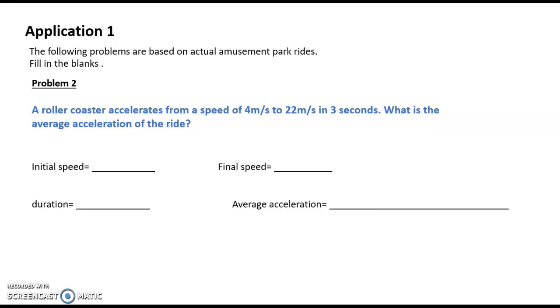Similarly here, we have a roller coaster that accelerates from a speed of 4 meters per second to 22 meters per second in 3 seconds. What is the average acceleration of the ride? The initial speed is 4 meters per second, the final speed is 22 meters per second, and the duration is 3 seconds. So again, we have to apply the formula, which says that a_average is delta v over delta t, equal to v_final minus v_initial over delta t, 22 minus 4, all in meter per second, over 3 seconds. It's meter per second squared, and the value is 6.